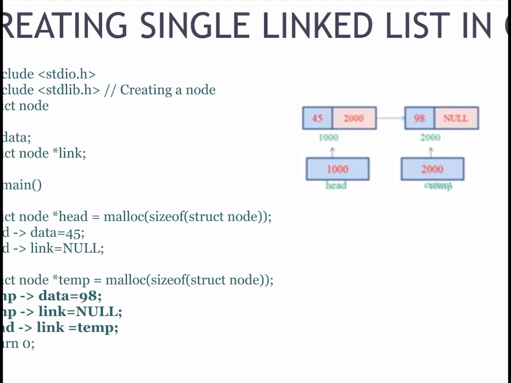Now we have to change head->link to the second node's location, which is stored in temp. The second node's location is stored in temp, and we need to change head->link = NULL to head->link = temp. Now the first node's link part contains the second node's location, which is 2000. Now, understand?